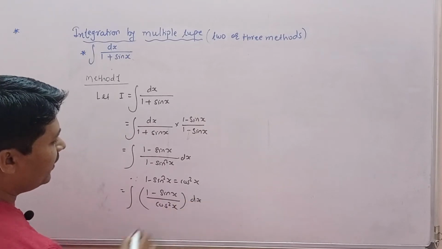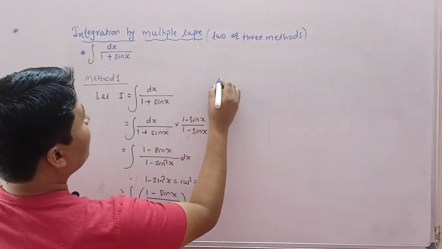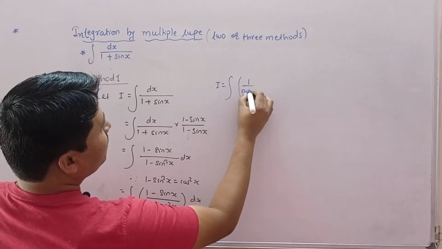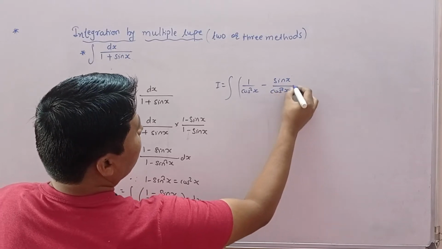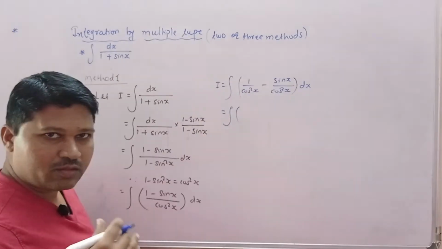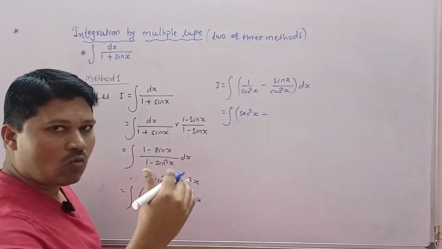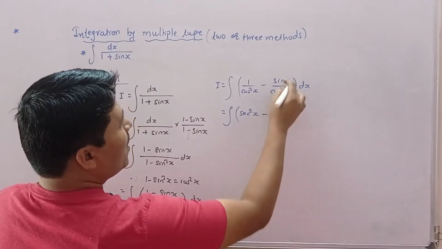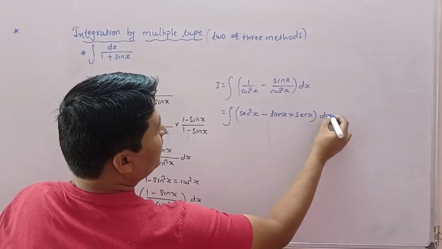Now we can separate this function. Then I is equal to the integral of 1 by cos square x minus sin x divided by cos square x dx. Therefore this integration becomes the integral of sec square x minus (sin x upon cos x) into 1 upon cos x, that means tan x into sec x, and bracket complete dx.